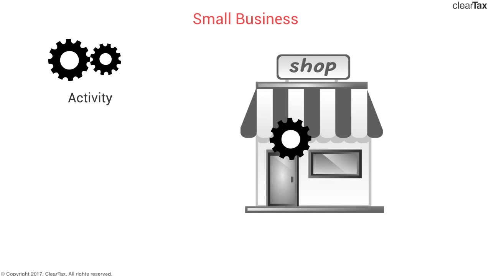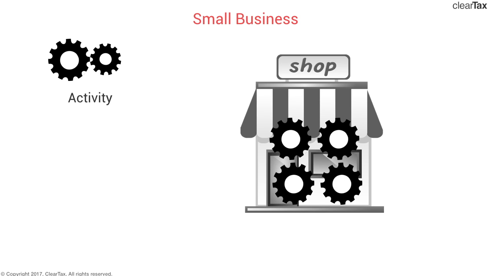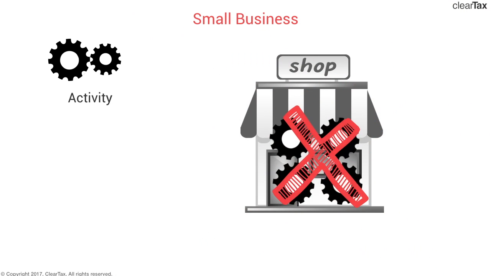The criteria of activity contains a list of 4 types of activities that a small business should not engage in to be eligible to opt for the compensation scheme. So it's a negative list. 4 activities should not be engaged in.